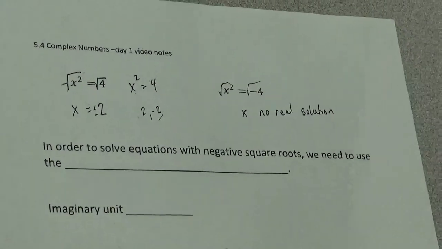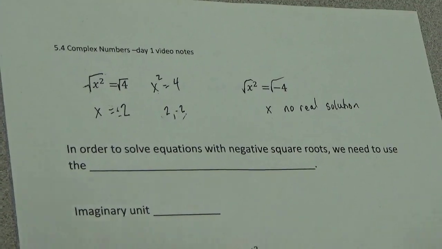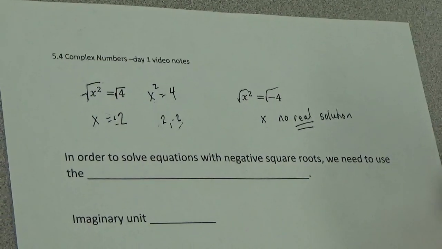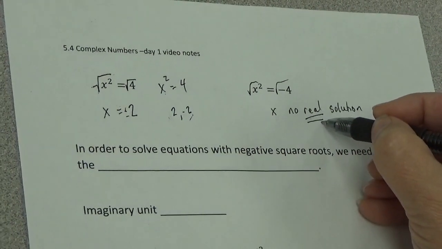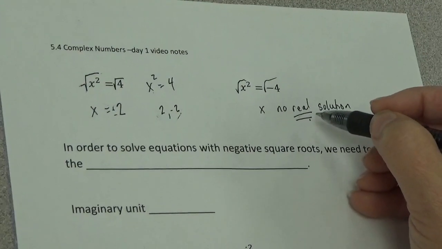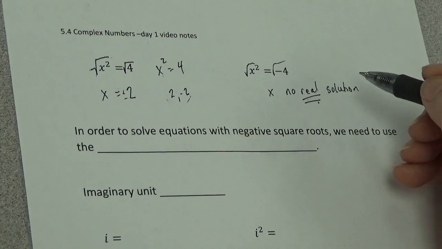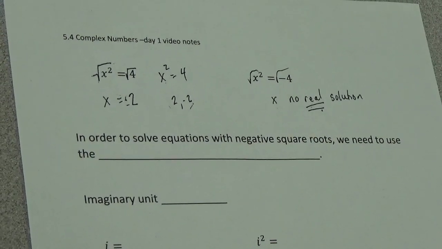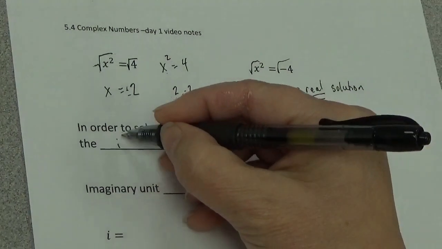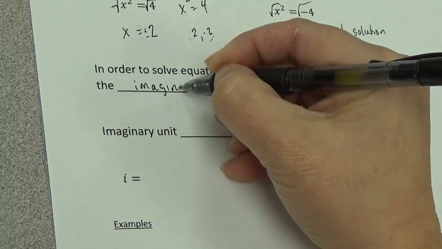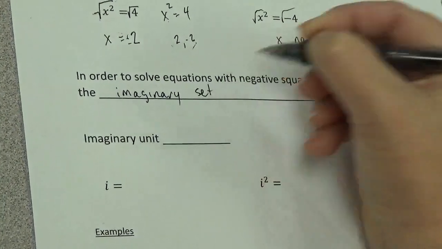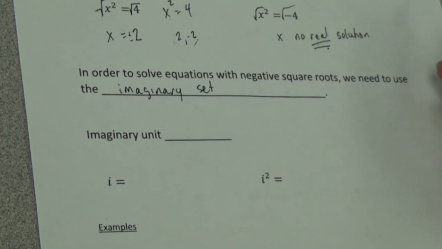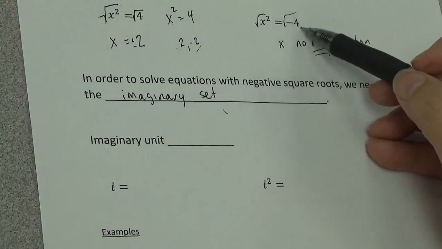And you just said, well, you can't take the square root of a negative, so you didn't get an answer. But the truth is that there is no real solution to this answer. So if there's no real solution, there must be an imaginary solution. Today we're going to talk about a new set of numbers that we call the imaginary numbers. We're going to use the imaginary set of numbers to solve problems that have a negative under a square root.